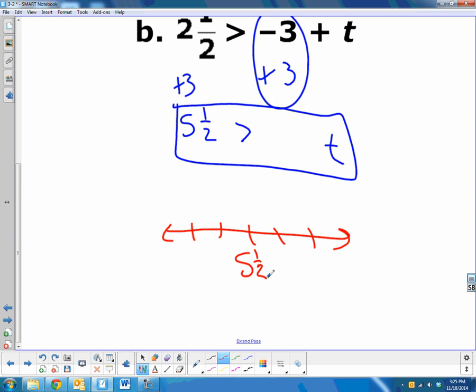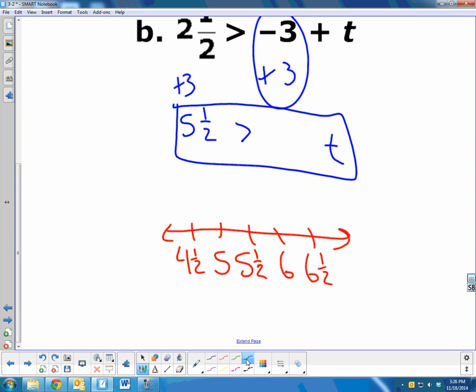I'm going to go up by halves. So if you went up by ones, if you want 5.5, 6.5, 7.5, that's fine. I'm going to go up by halves. So I'm going to get 6, 6.5, I'm going to get 5, and 4.5. And then we're going to graph it.